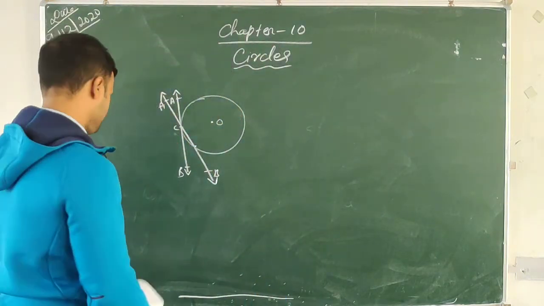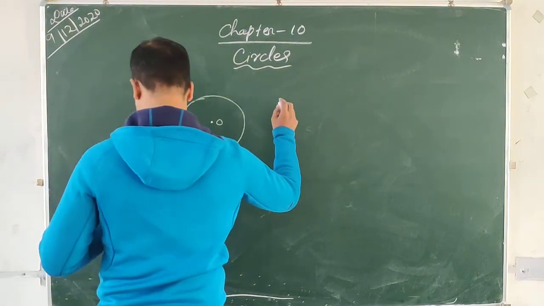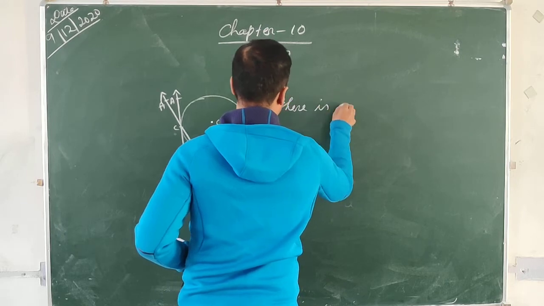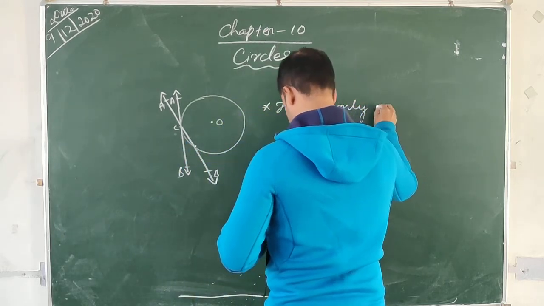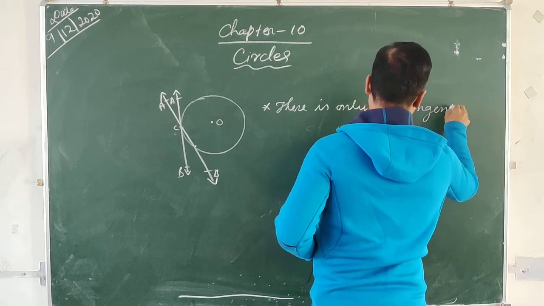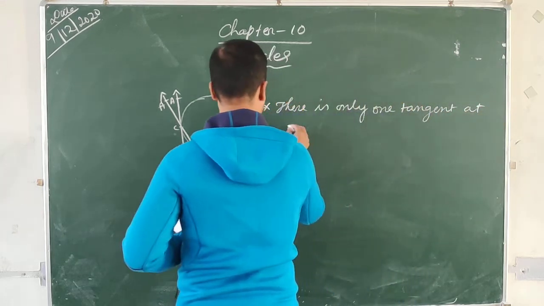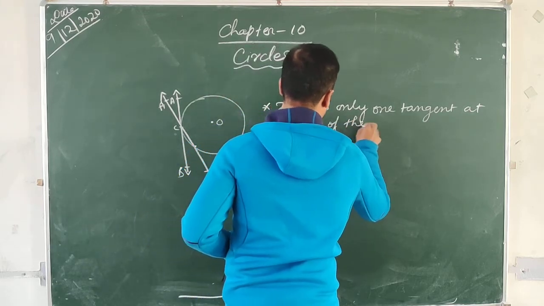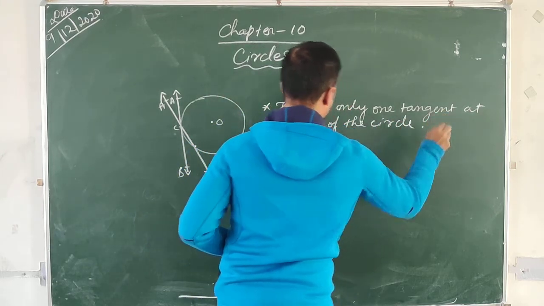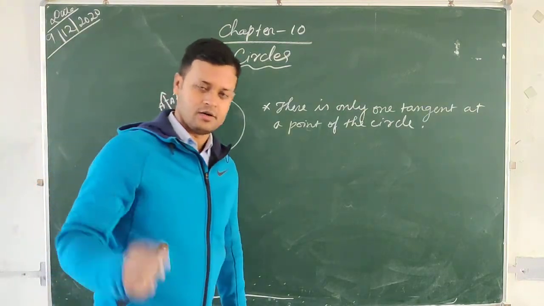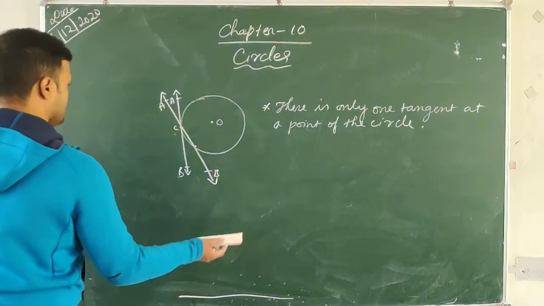Okay, so there is only one tangent at a point of the circle. Okay, at one particular point there is only one tangent.